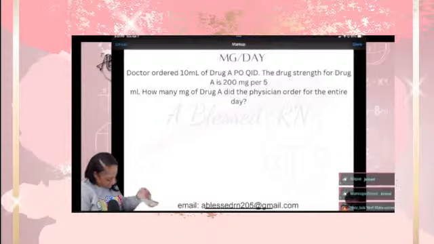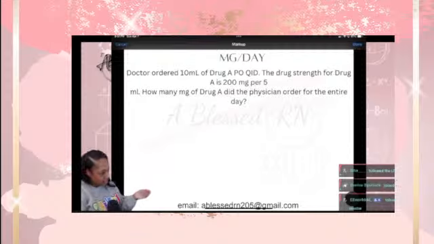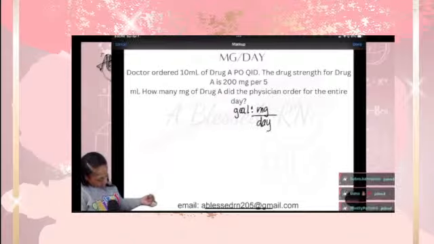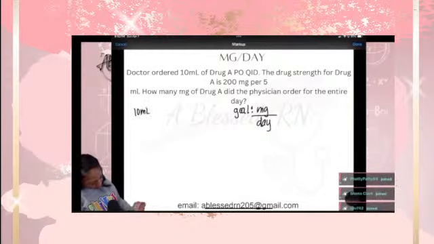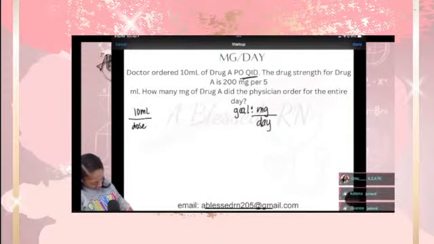Yeah. All right. So, doctor ordered 10 mLs of drug A by mouth 4 times a day. The drug strength for drug A is 200 milligrams per 5 mLs. How many milligrams of drug A did the physician order for the entire day? So, this one is asking us to find what? How many milligrams on the top over day? All right. So, we have 10 milliliters. That's in a dose, right? And then it says 4 times a day. So therefore, that is 4 doses in one day.